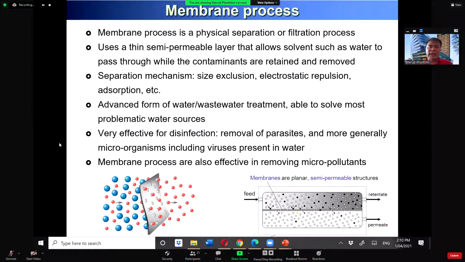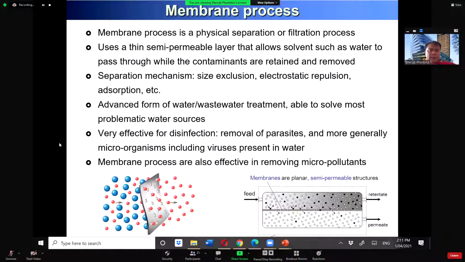There could also be other mechanisms involved. We call it electrostatic repulsion. Sometimes the membranes are charged. When they're present in water, they form a charged surface on the membrane, usually a negatively charged surface. So any pollutant coming to the surface that has a negative charge will be repelled. Electrostatic repulsion is one way of separation. And sometimes it can be adsorption: pollutants can be adsorbed on the membrane surface and also removed. So these are the different mechanisms involved.